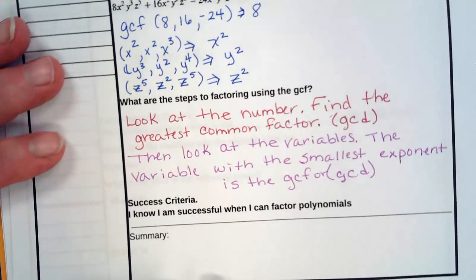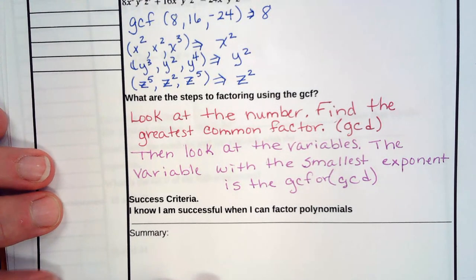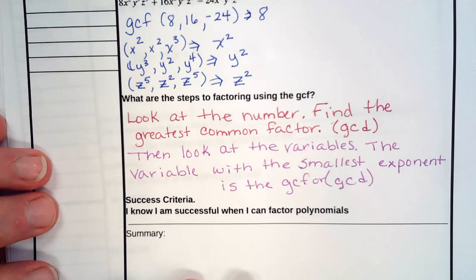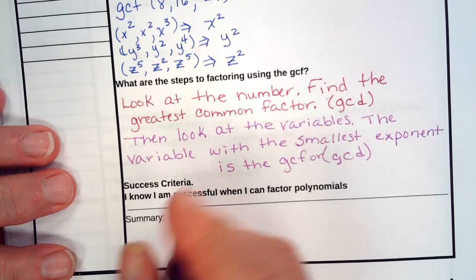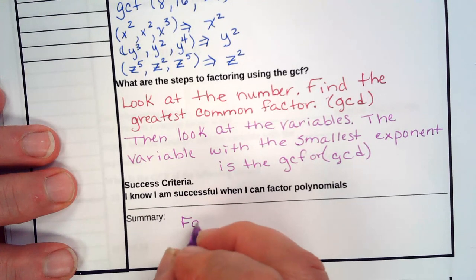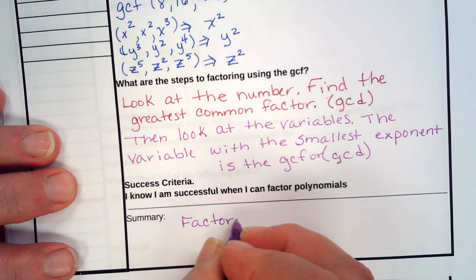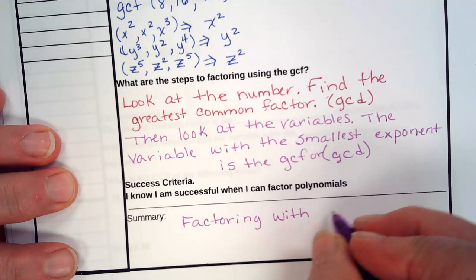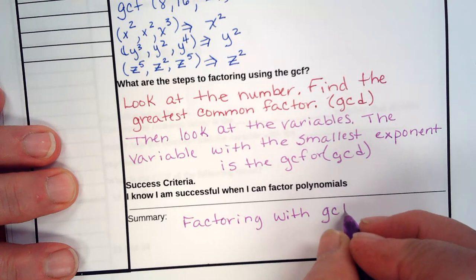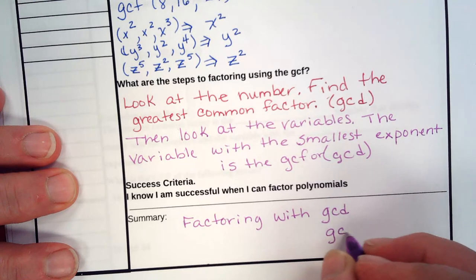So how do you know when you're successful? When we get to the end of this, the factoring polynomials unit, and you can do it all, then you'll know you're successful. So this is factoring, and this is with the GCD, or GCF, whichever one you want to use.